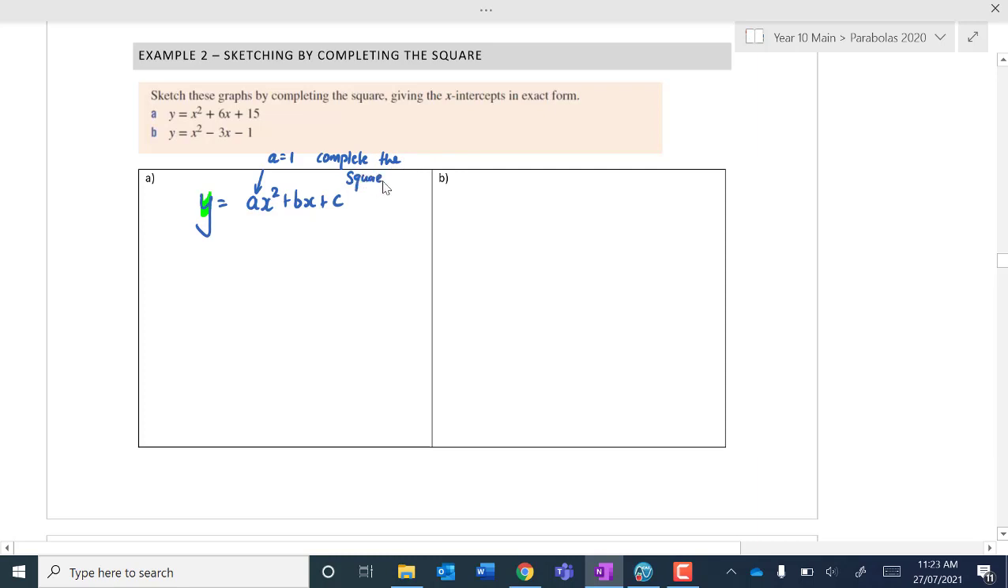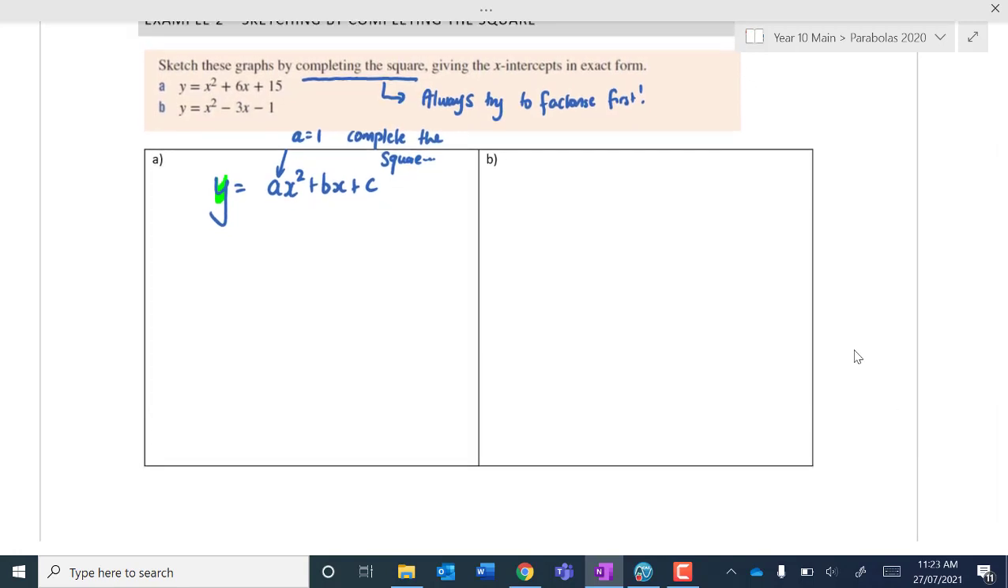And of course, we are assuming, generally speaking, when we ask you to complete the square, a lot of the time, a lot of these ones can't be factorized. So remember, we always try to factorize first. But generally speaking, a lot of the time if we ask you to complete the square, it's generally because it can't be factorized. Okay, so let's have a look at these.